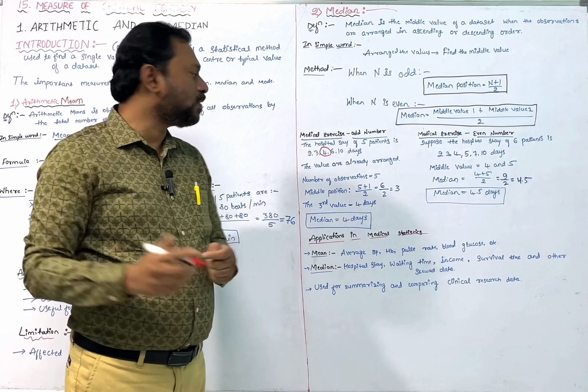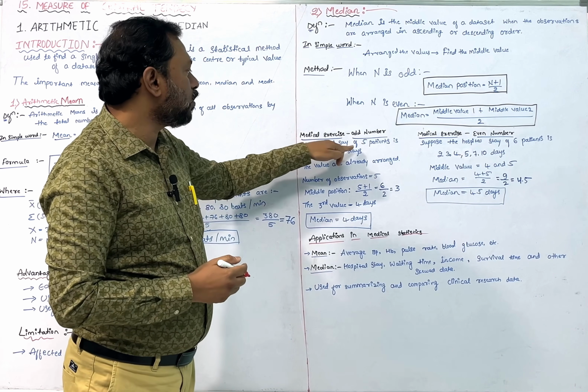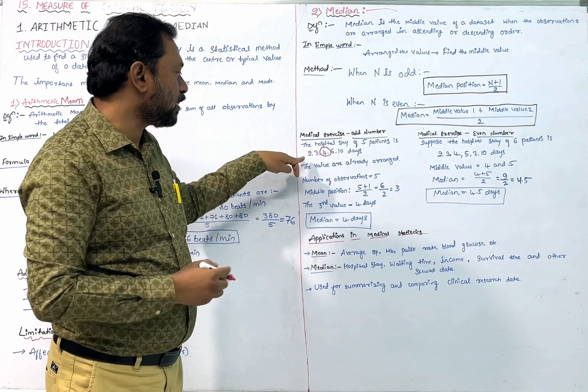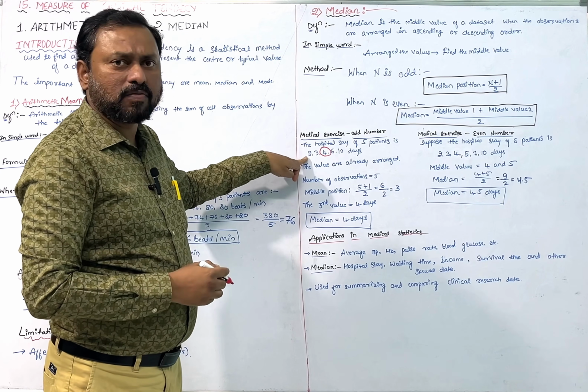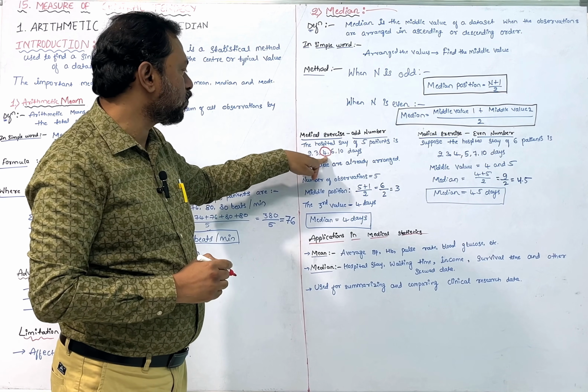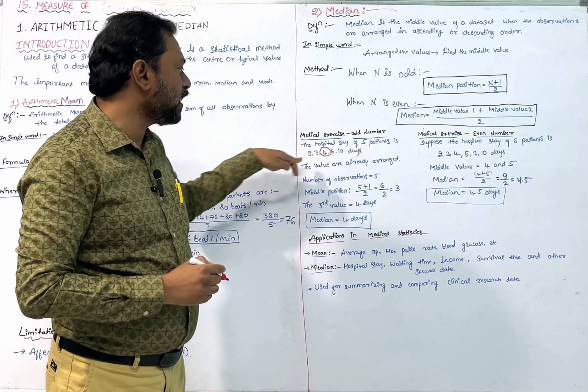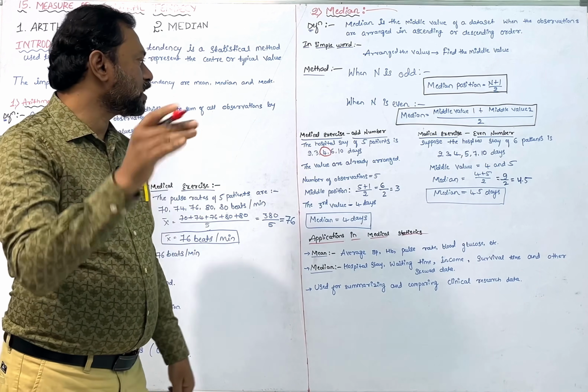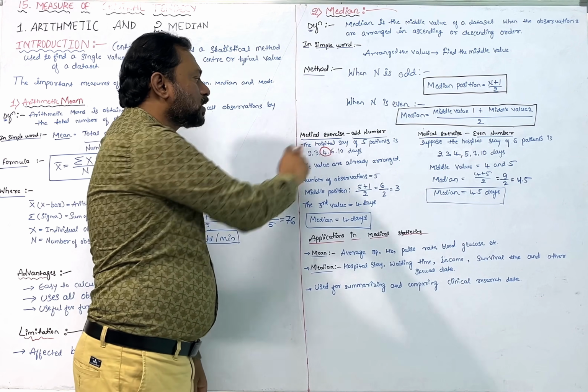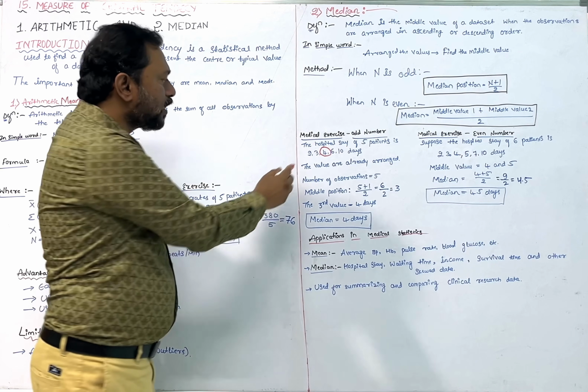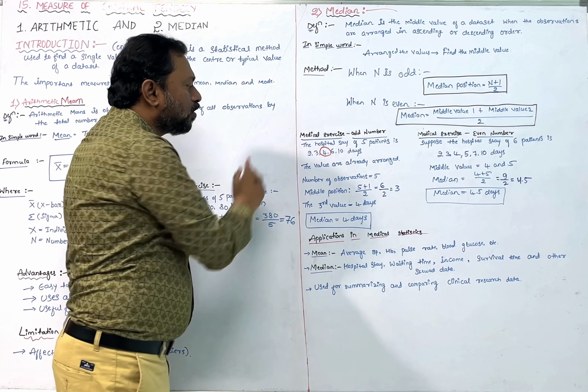Now the example is the total stay in hospital. Suppose there are 5 patients. One patient stayed 2 days, then 3 days, 4 days, 6 days, and 10 days. These patients are staying in your hospital: 2, 3, 4, 6, 10. The central value is 4. How do you have to calculate it?